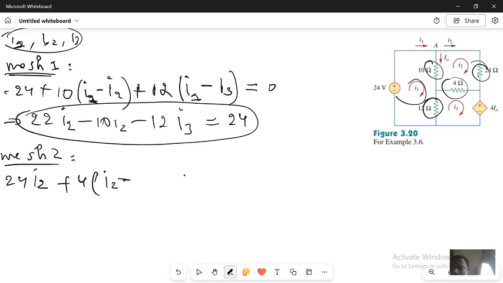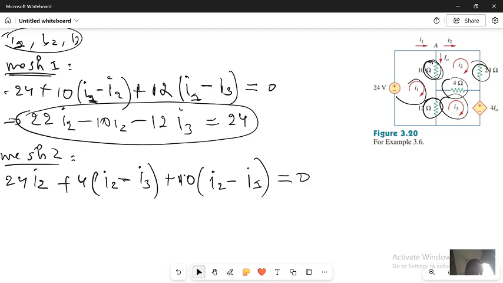minus I3 plus 10. This resistor is between mesh 2 and mesh 1. Since I am in mesh 2, I will start I2 minus I1. Why I1? Because the resistor is between mesh 2 and mesh 1, equal 0.